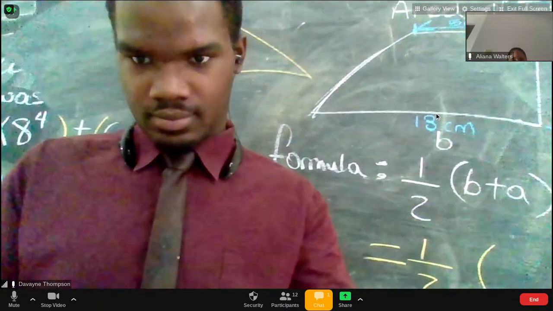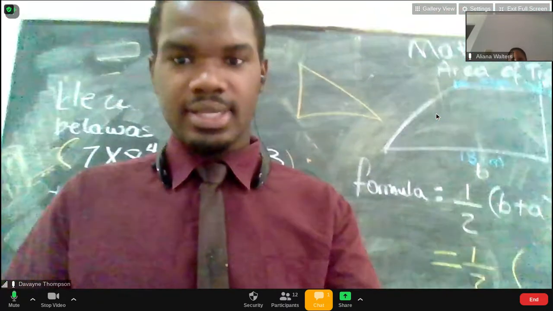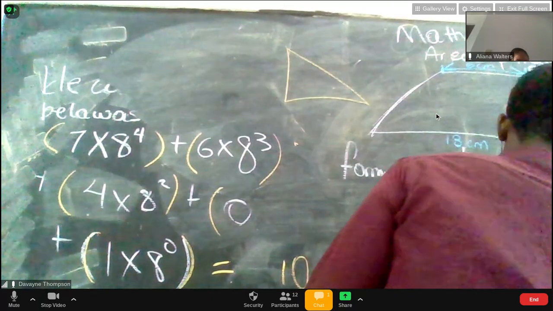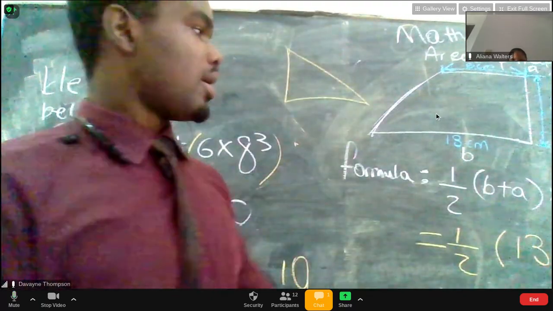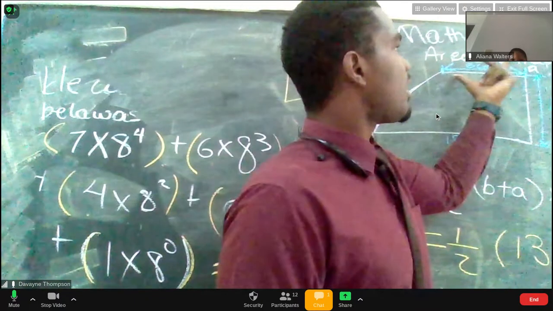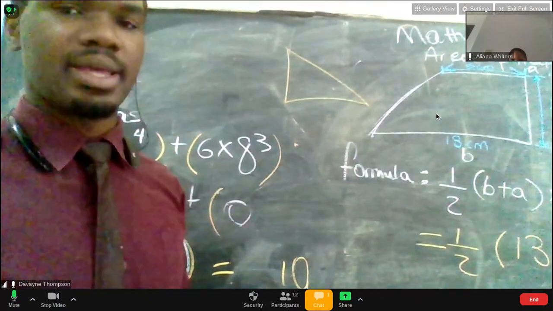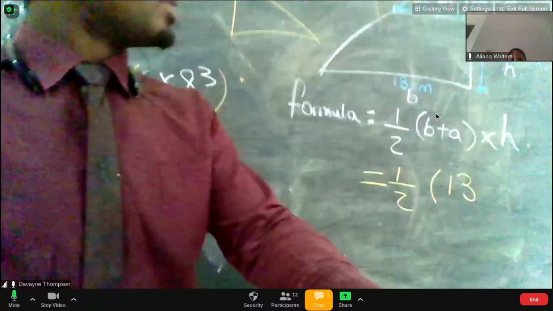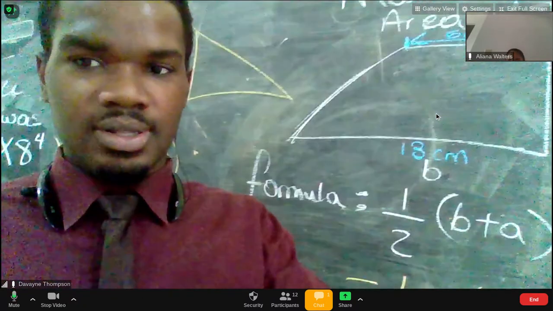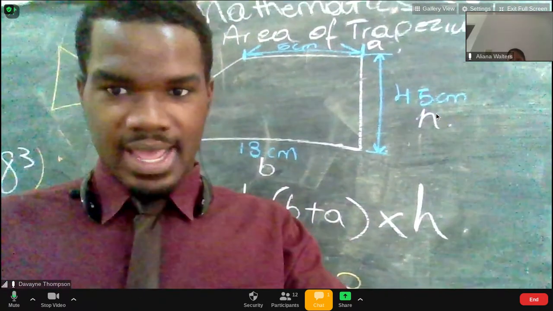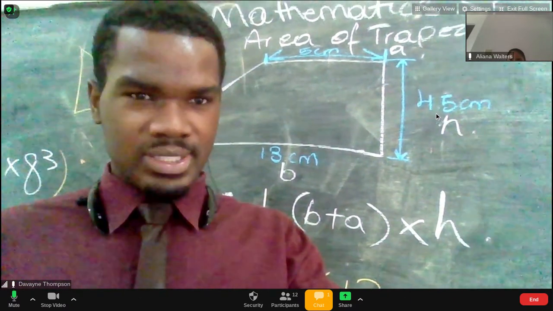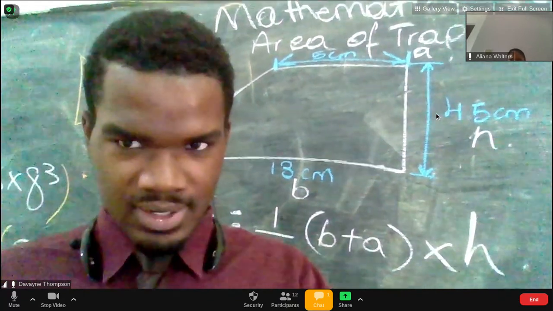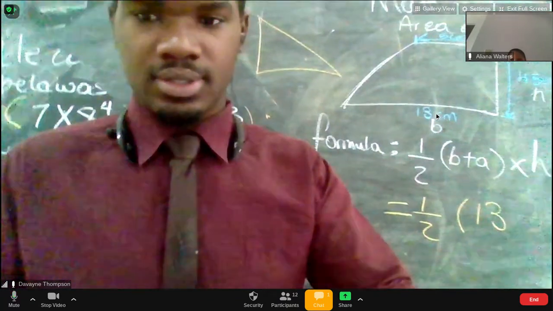Sir, the base is 13 centimeters. 13 centimeters, excellent. Good. We're going to add the a component to the base. So what was the a again? 4.5 centimeters. No, let's look at it closely. The h was the 4.5, but what's the a? 5 centimeters. 5 centimeters.